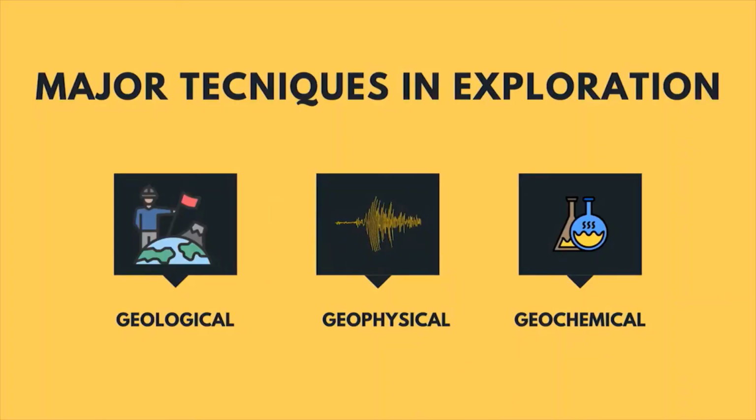Now let's try to understand the different kinds of techniques involved in exploring oil. As I said earlier, oil was initially identified by visually seeing the seepages, but once the seepages were all identified and exhausted, there is a need to proactively identify, explore, and then start drilling. There are three major techniques available for the upstream companies to do the exploration. Number one is the geological way of doing it. Number two is the geophysical way. And the third one is the geochemical way. Let's try to understand each one of them.